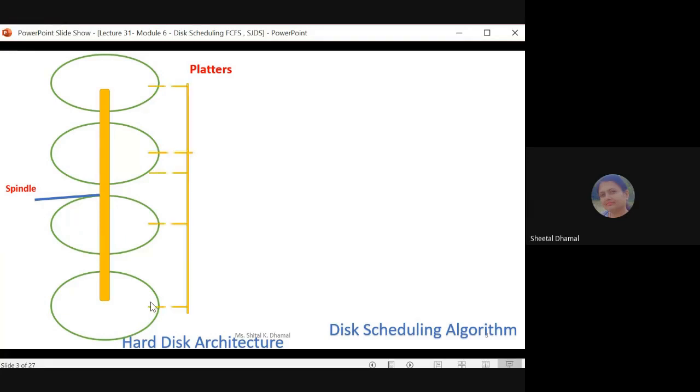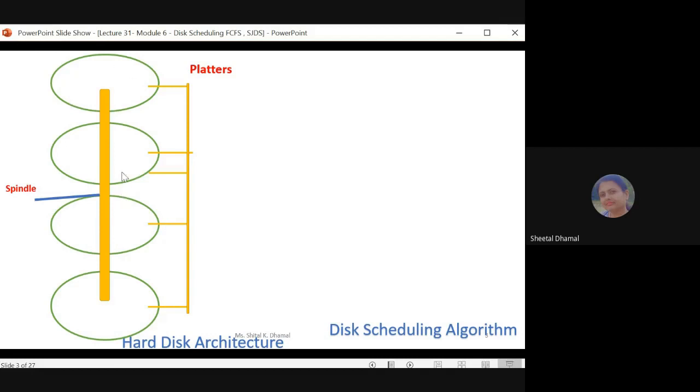There are a number of platters, but for understanding purposes here I have drawn four platters. All these four platters are connected with the help of the spindle and are moved in the anti-clockwise or clockwise direction. On all the platters, the read write head is present. Here you can observe the read write head. On each platter a read write head is present, and it is used to read the data which is saved on the platter.